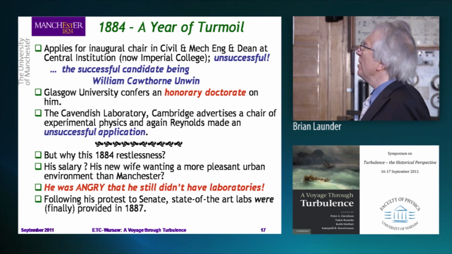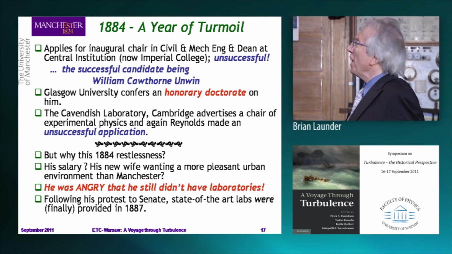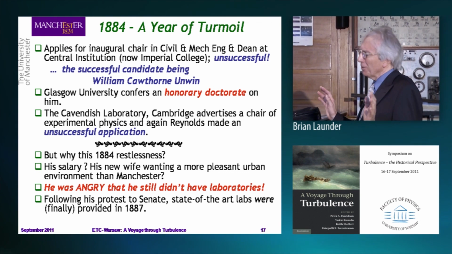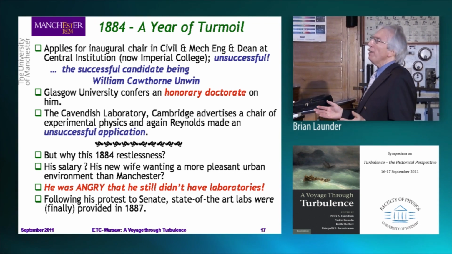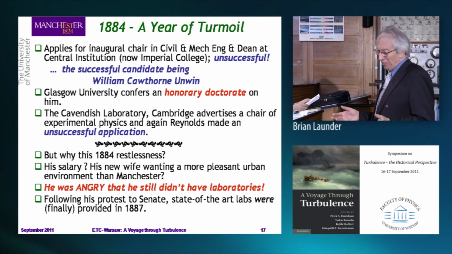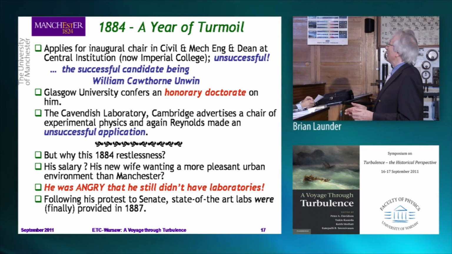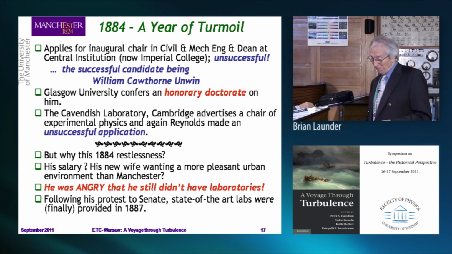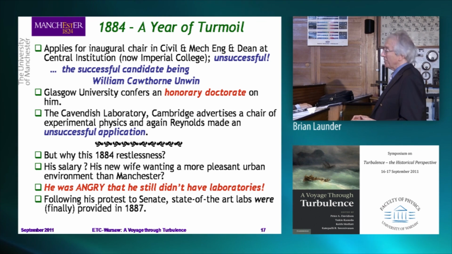However, you might say, why on earth was he so restless? Was his salary too low? I'm sure that wasn't the case. Reynolds didn't bother about those things. He had just married, though. Maybe his wife wanted a more attractive urban environment than Manchester provided. Moving to the Kensington area of London, I'm sure, would have provided that, as equally would have moving to Cambridge. It wasn't either of those things, however.